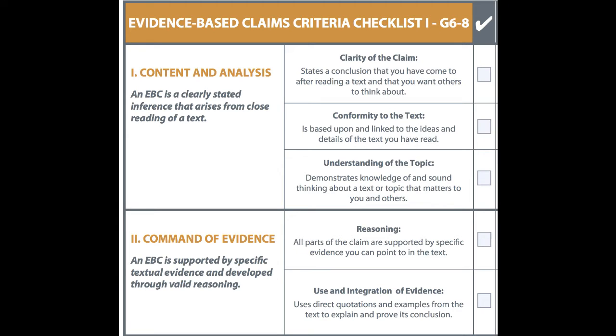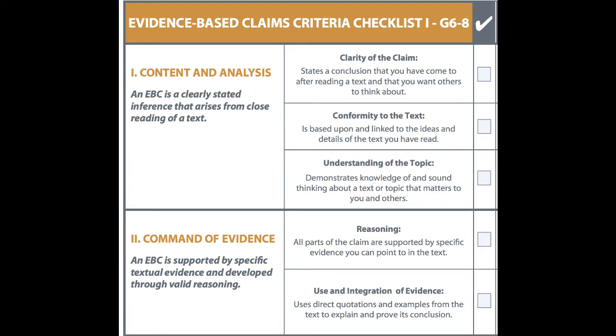form and use them. Okay, so here we have an evidence-based claims checklist. The first category is content and analysis. So in this, you just kind of go over the clarity of the claim, the conformity to the text the claim has, and the understanding of the topic that you have with this evidence-based claim. So the first one is it states a conclusion that you have come to after reading the text and that you want others to think about.